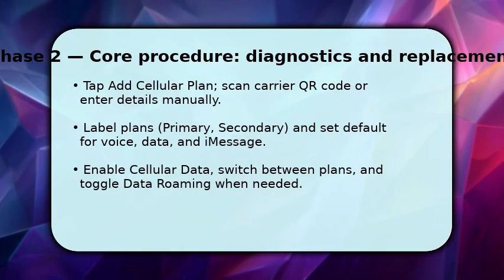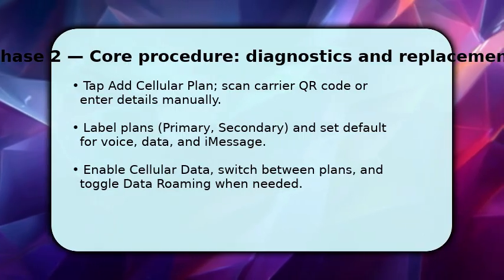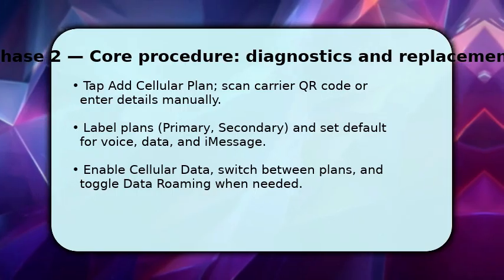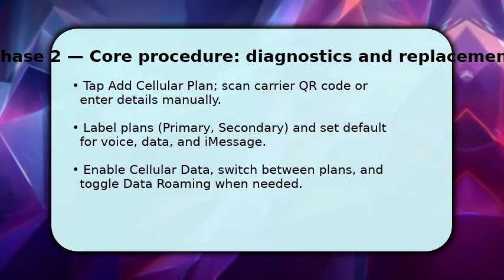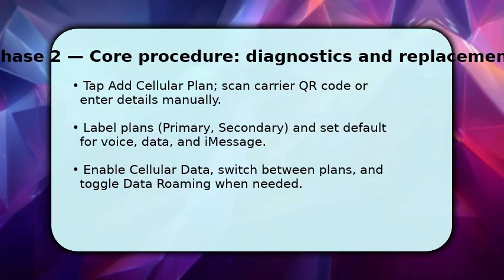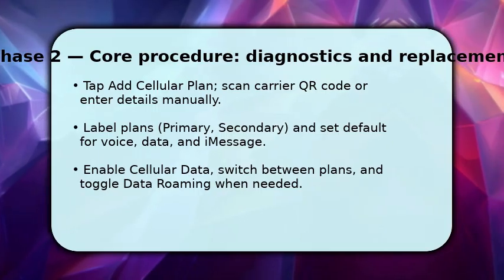You then add the eSIM by tapping Add Cellular Plan and scanning the carrier QR code. If you don't have a QR, choose Enter Details Manually and input the SM-DP+ address and activation code. Once the plan downloads, label it clearly so you know which is primary and which is secondary. This matters for calls and iMessage.